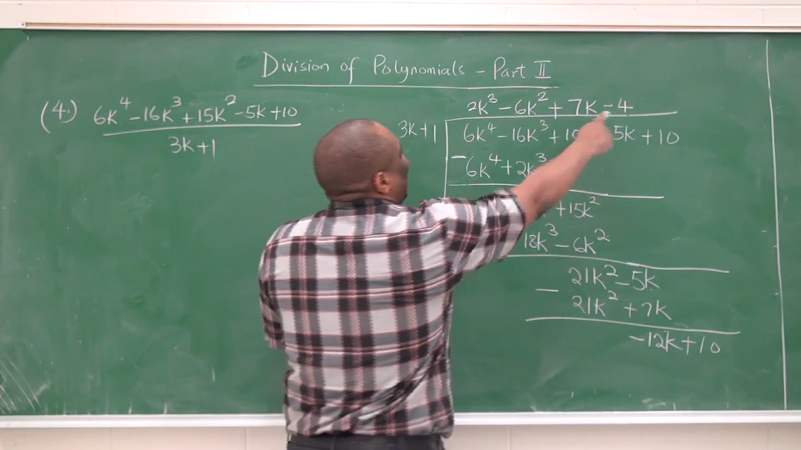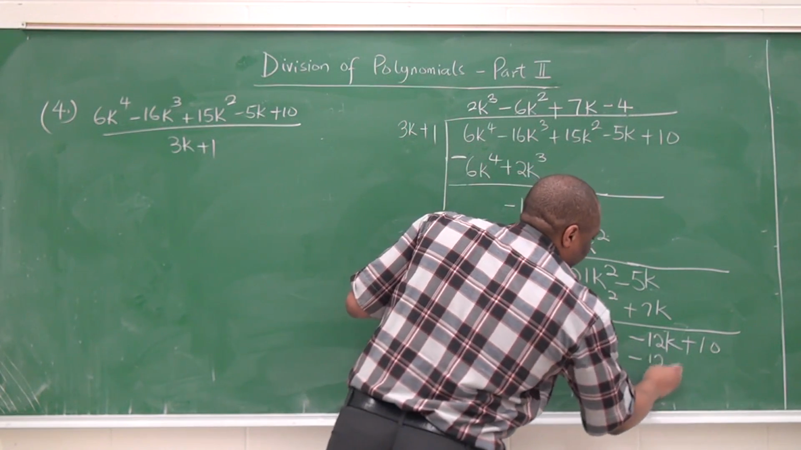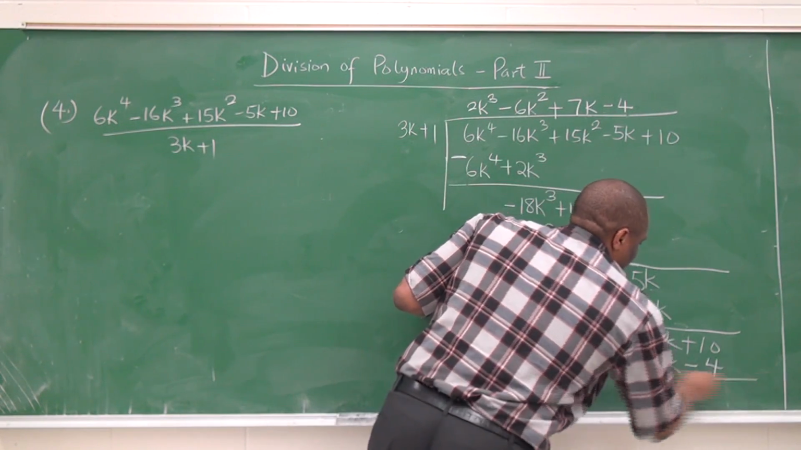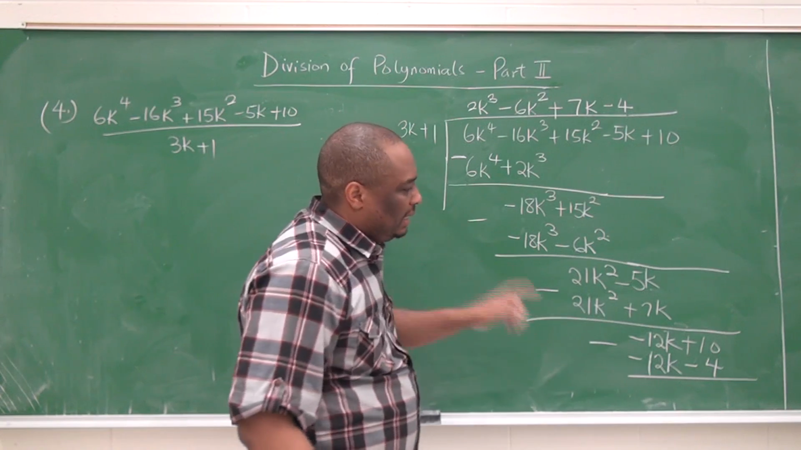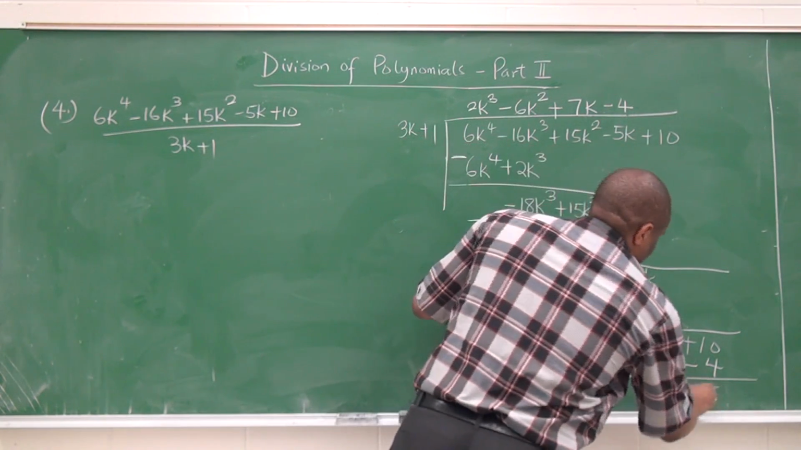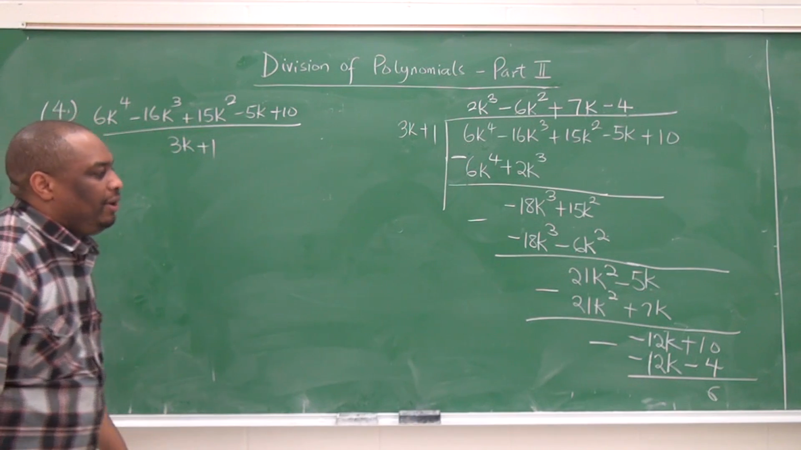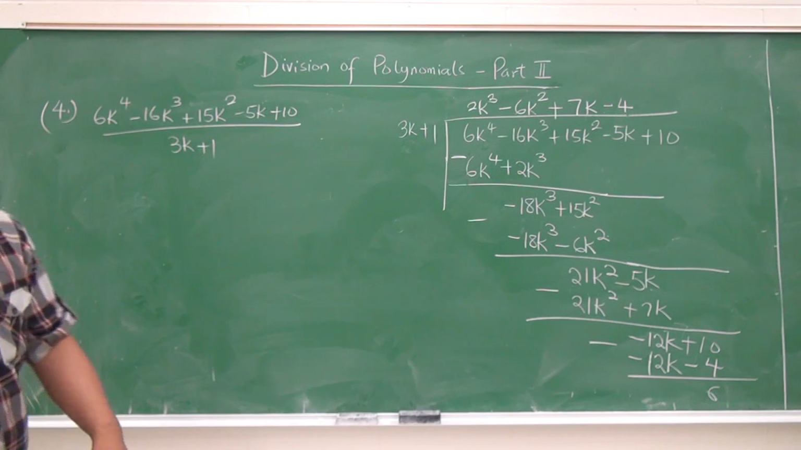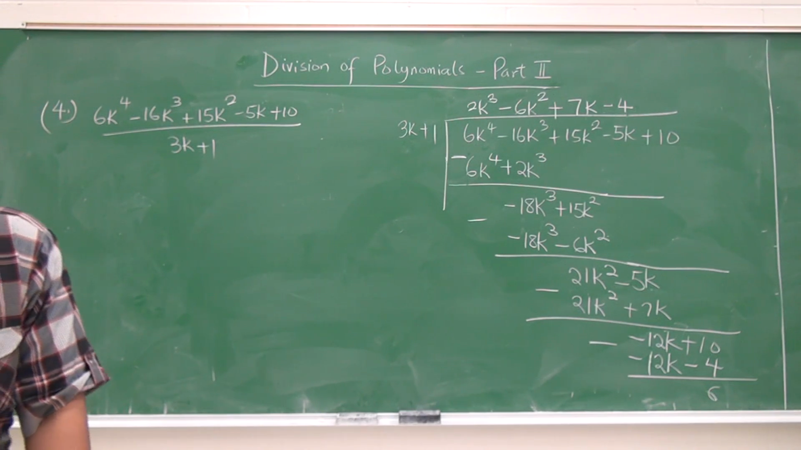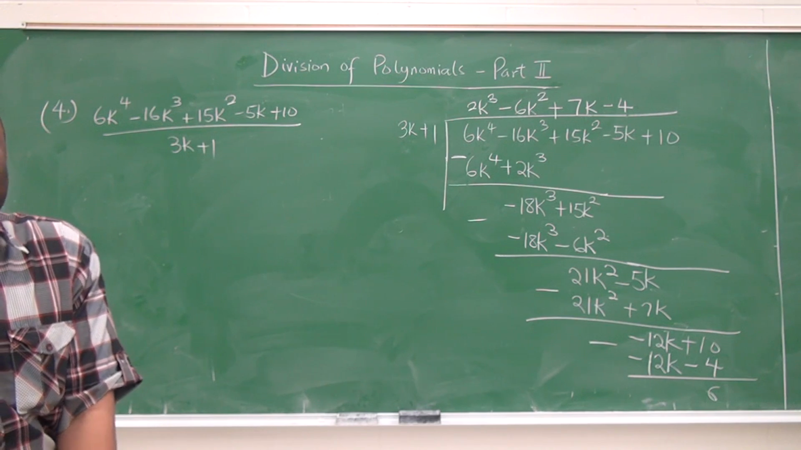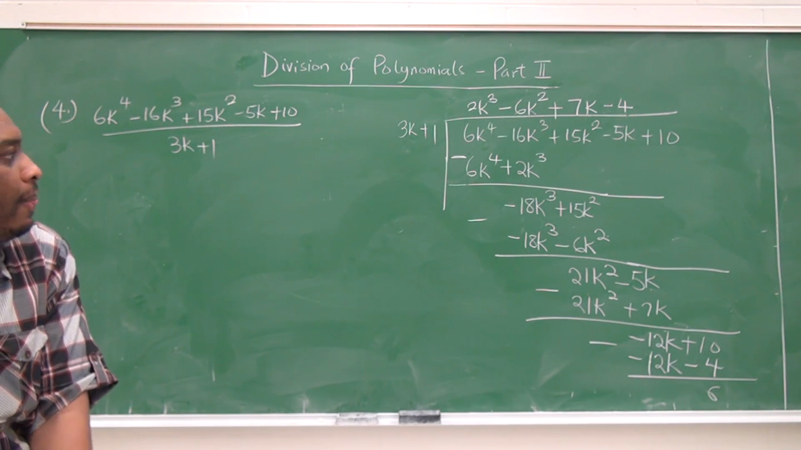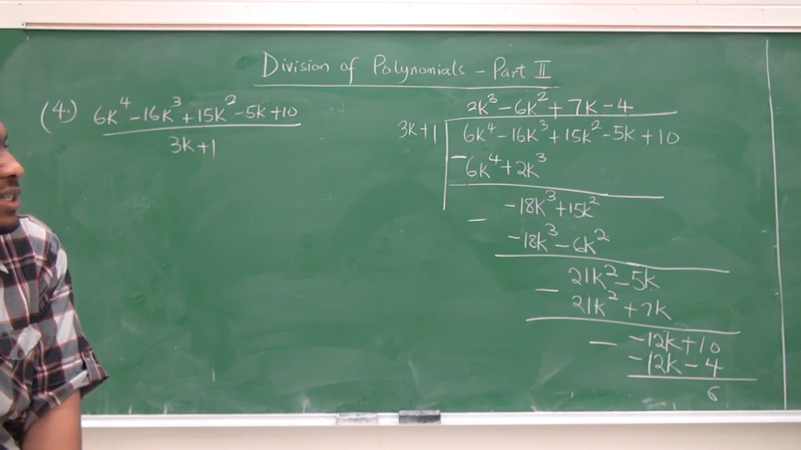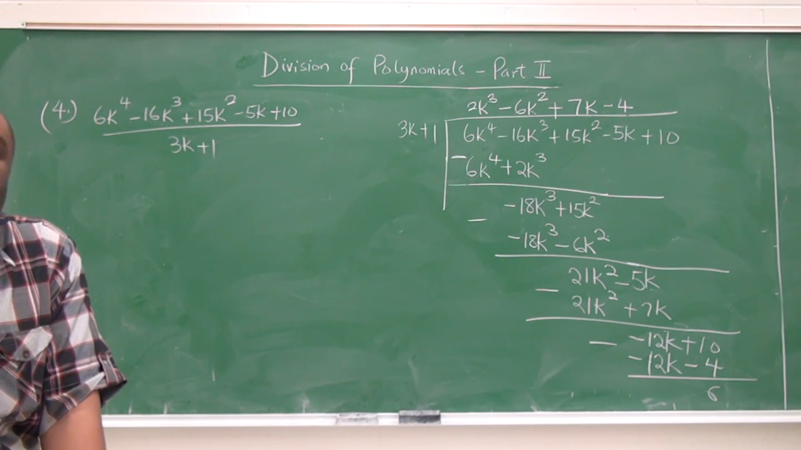Okay. So negative 4 times 3k is negative 12k. Then negative 4 times 1 is negative 4. You subtract. Put your subtraction sign. 10 minus 4 is 6. So 6 is our remainder. 2k cubed minus 6k squared plus 7k minus 4 is our quotient. 3k plus 1 is our divisor. 6k^4 minus 16k cubed plus 15k squared minus 5k plus 10 is our dividend.